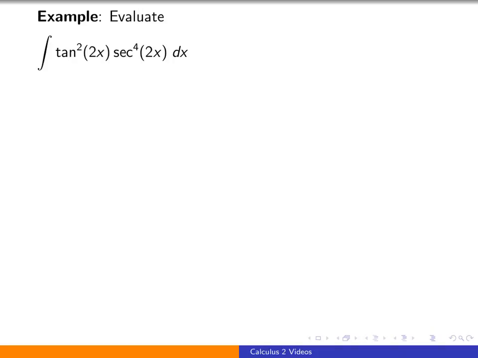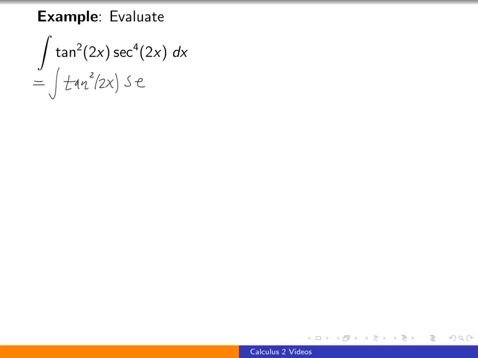So for this first example, tangent squared, secant to the 4th. Note the power of secant is even, so we're going to use the techniques outlined in case 1. So what we are going to do is save a secant squared to play the role of du, and rewrite the remaining secant squared in terms of tangent squared. So this becomes the integral of tangent squared of 2x. And for now, don't worry about the fact that there's a 2x. We will hopefully see that we can very easily handle that as part of our approach.